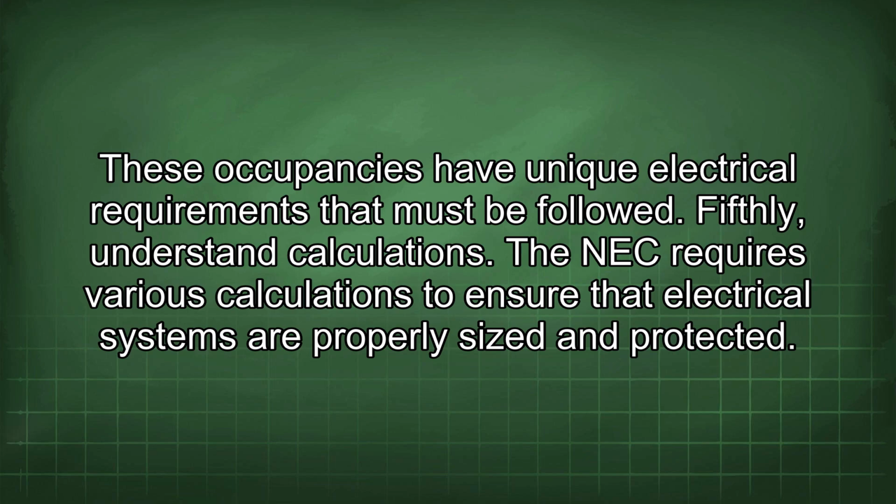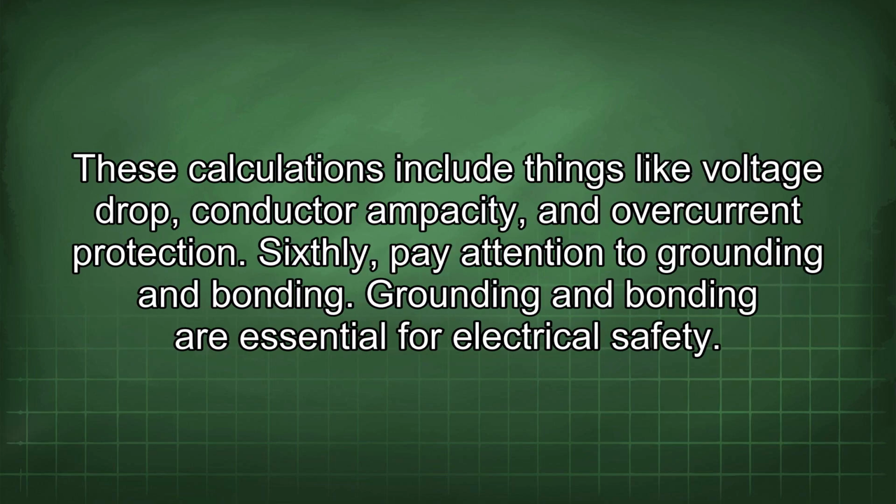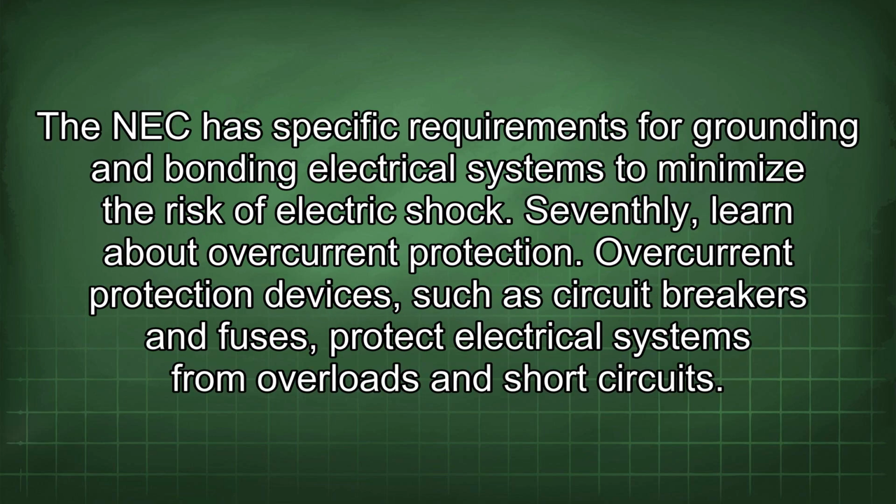Fifthly, understand calculations. The NEC requires various calculations to ensure that electrical systems are properly sized and protected. These calculations include things like voltage drop, conductor ampacity, and overcurrent protection. Sixthly, pay attention to grounding and bonding. Grounding and bonding are essential for electrical safety. The NEC has specific requirements for grounding and bonding electrical systems to minimize the risk of electric shock.